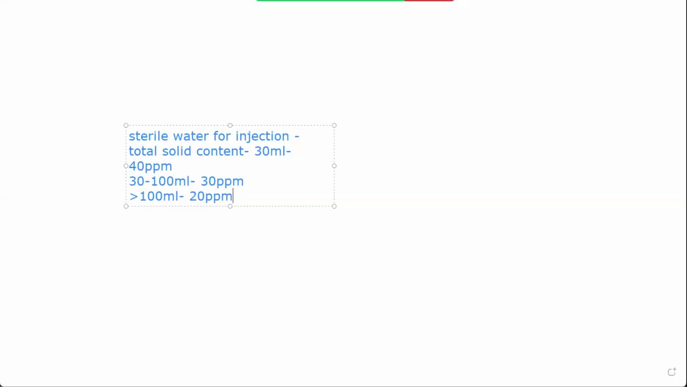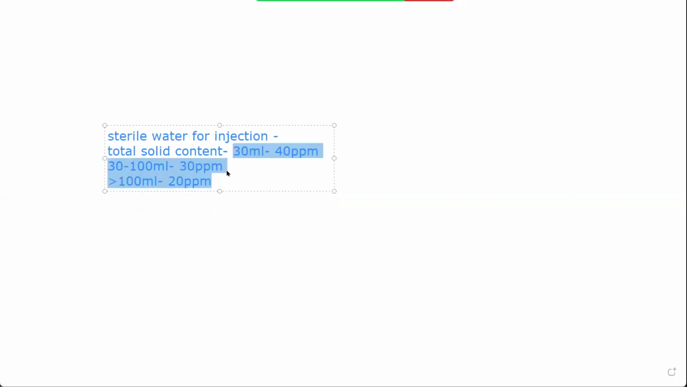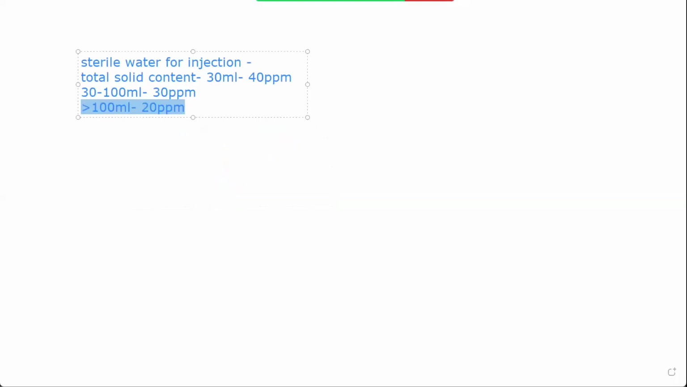Next, bacteriostatic water for injection. What is meant by bacteriostatic water for injection, guys? What is the difference between normal water for injection and bacteriostatic water for injection? Come on, guys, I want everyone to be interactive in the class.